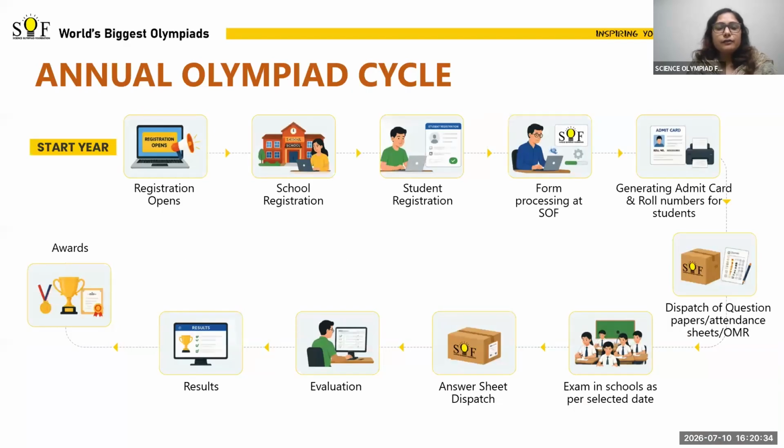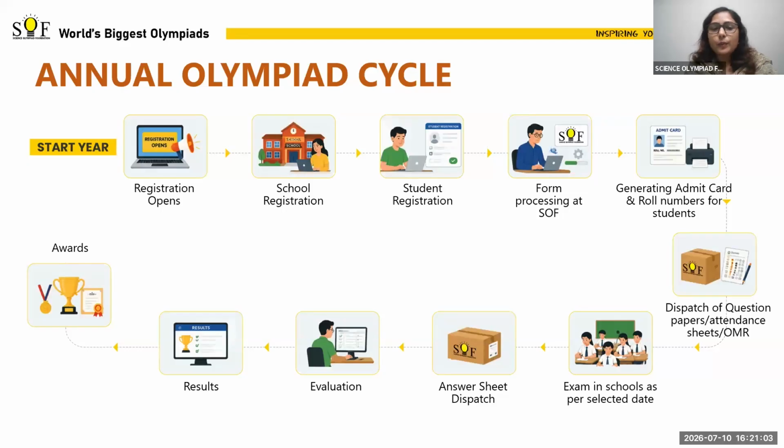The cycle that we follow is like a school annual cycle. Think of it like the planning of a successful school annual function. First, what do we do in that? First comes the planning, then preparation, then execution, then celebration, right? The SOF Olympiad journey follows exactly the same process.